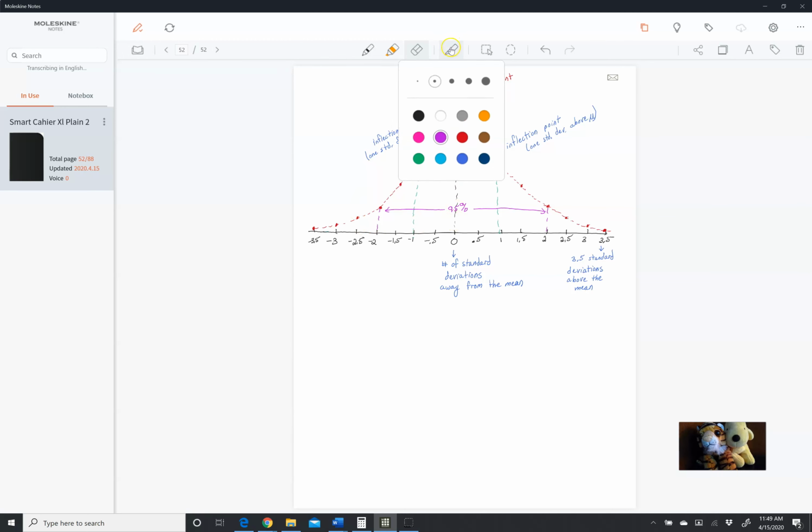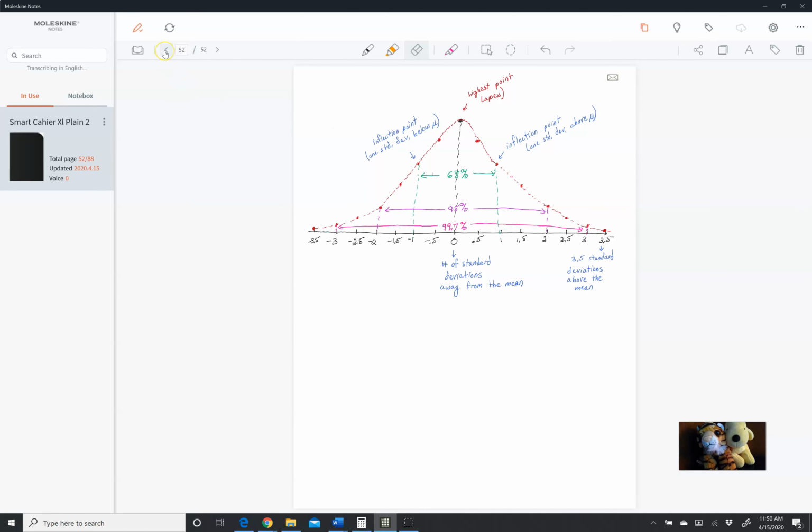Within 3 standard deviations, so from here to here, 99.7% of our data is between that. This is saying that 99.7% of the people are scoring within 3 standard deviations of the mean. Okay? It's kind of like when we talked about outliers. Okay?